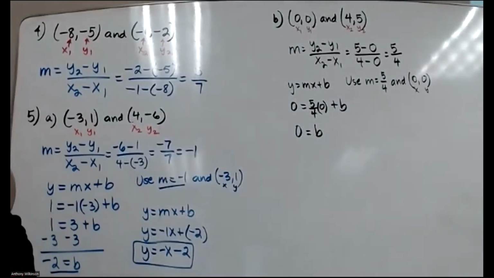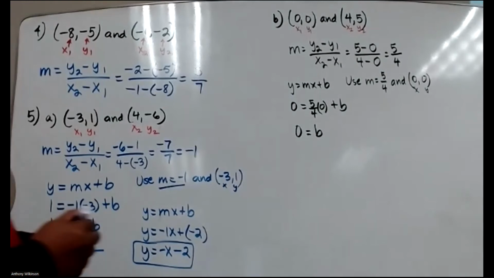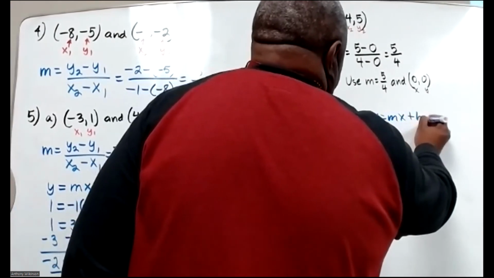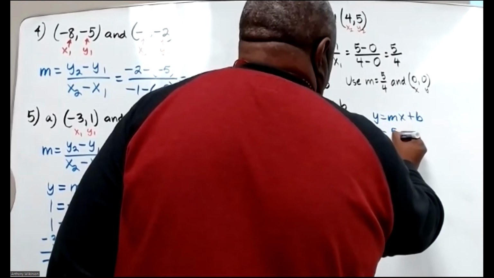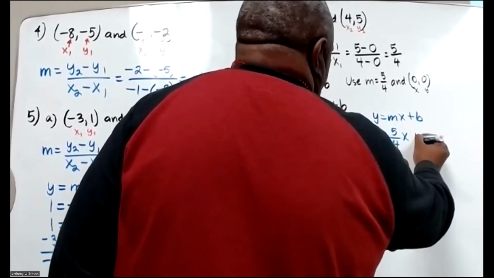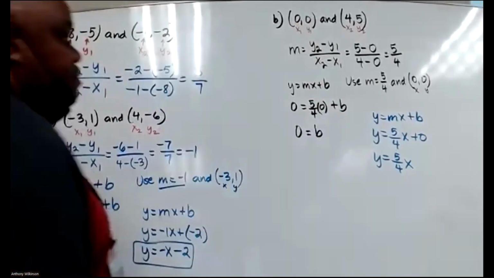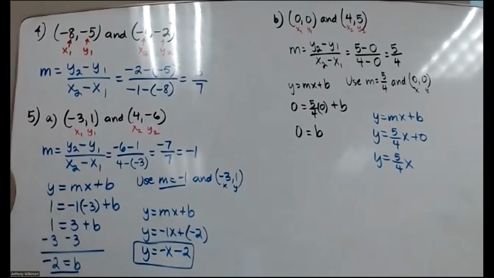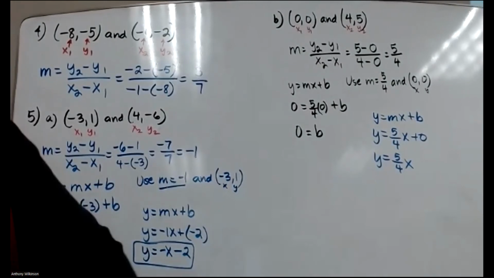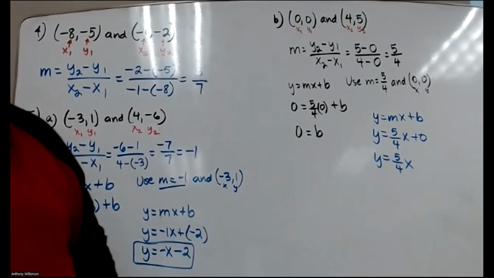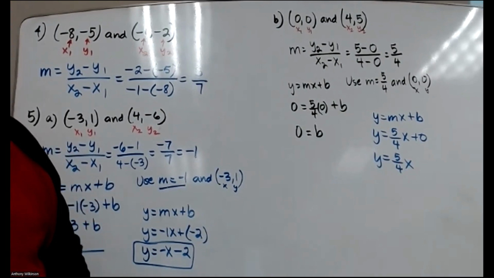Yeah, that's the equation. Okay. Because if you were to use this, that means y is equal to your slope of 5/4 x, well, plus 0, but that will end up being y equals 5/4 x as the final answer. Questions on part D? Okay. Tell you what, I'm going to go ahead and stop right here for now.